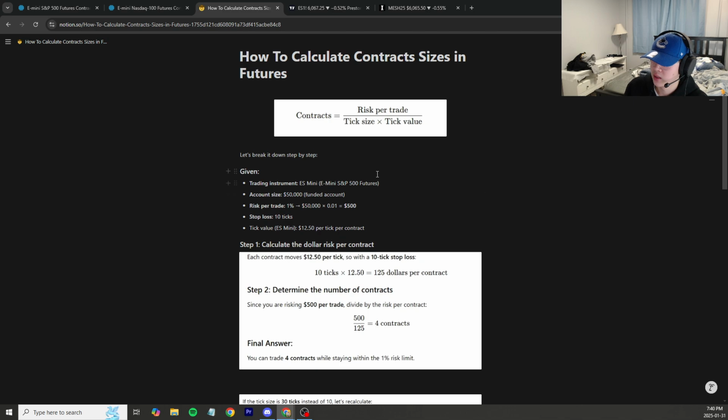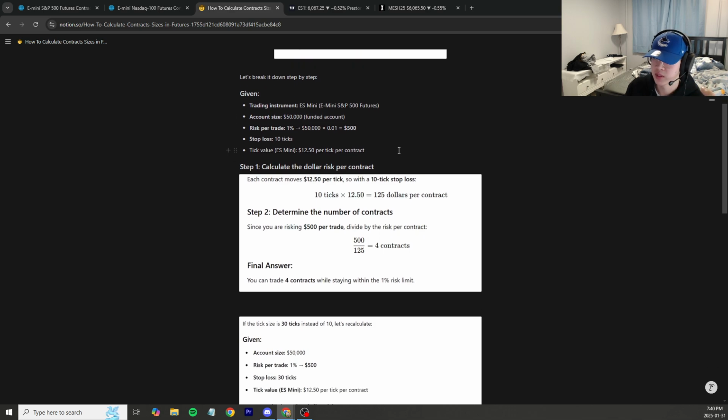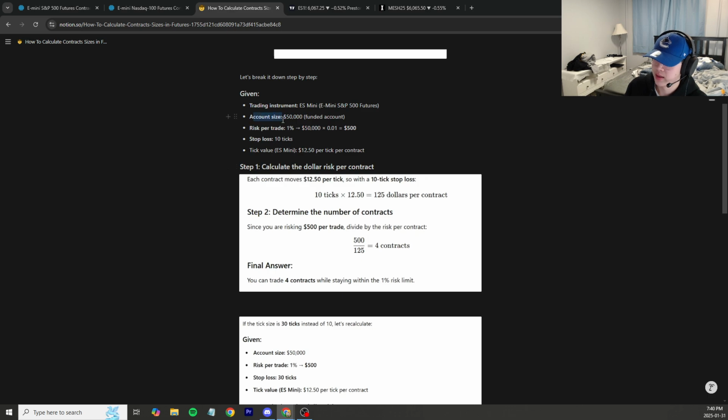All right. So for the example we're only going to be using ES mini and NQ mini. If you're using something else, you could just find it. But in this case, I'm just using ES mini. And then the account size is going to be a $50,000 funded account.